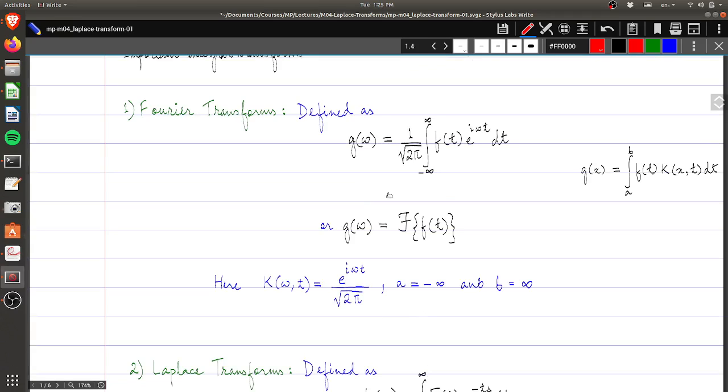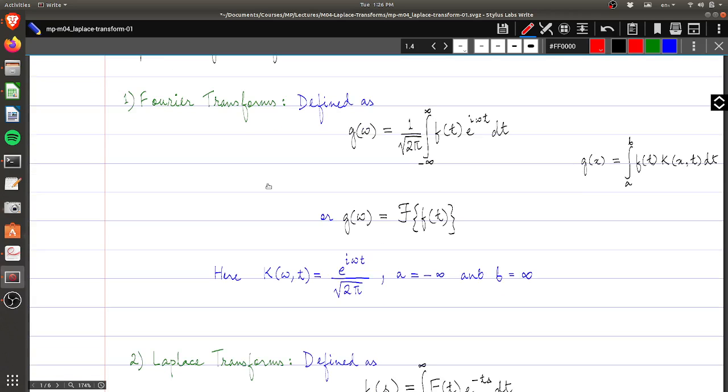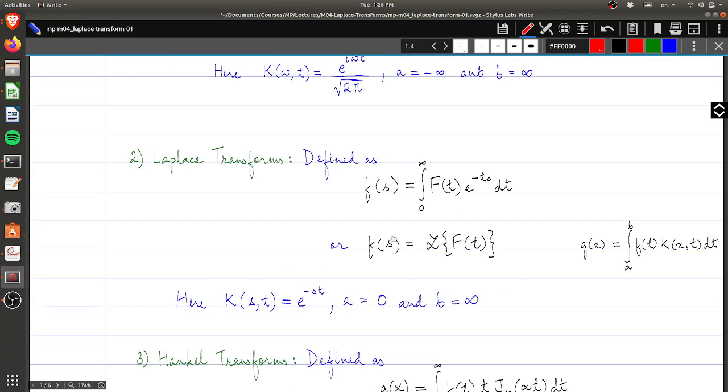Excuse me, sir. Yeah, tell me. Sir, is it F or T for the Fourier transform? G omega is equal to, is it F? Yeah, small letter f of t. You're talking about the equation below? Yes, sir. Yeah, this is the letter f, the cursive letter F. Okay, sir. Usually that's the practice. For the Fourier transform we use the capital letter F, but in cursive format. For the Laplace transform, the capital letter L, in cursive format.